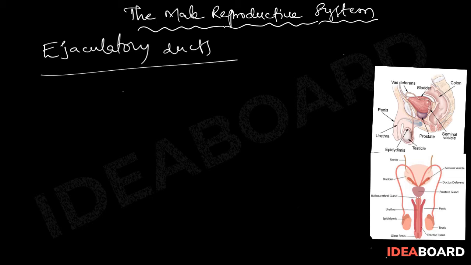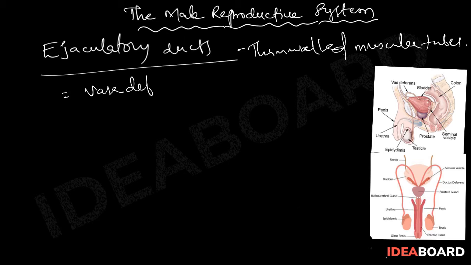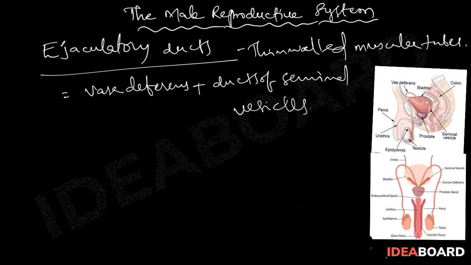The ejaculatory ducts are thin-walled muscular tubes. These are formed by the joining of the vasa deferentia and the ducts of the seminal vesicles. The sperms which reach the ejaculatory duct from the vasa deferentia will combine with the secretions of the seminal vesicles, and here in the ejaculatory ducts the semen will be formed.